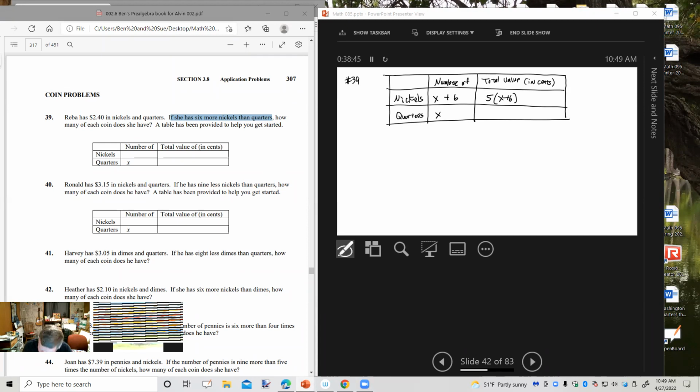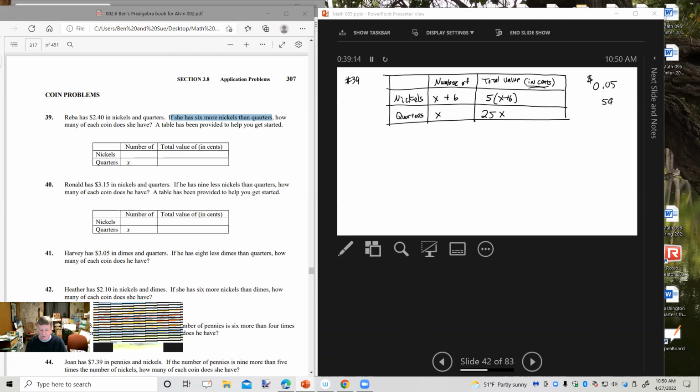Now, I could have written it like that, but that isn't cents, that's dollars. It says in cents. Okay, so I've got 5 cents times the number of nickels. That's the total value of the nickels. What's a quarter worth? 25 cents. What's 3 quarters worth? 25 cents times 3. What's X quarters worth? 25 cents times X.